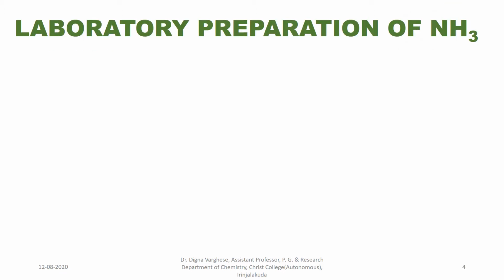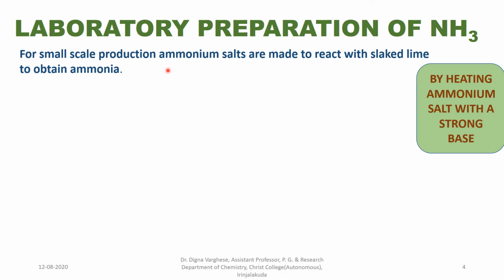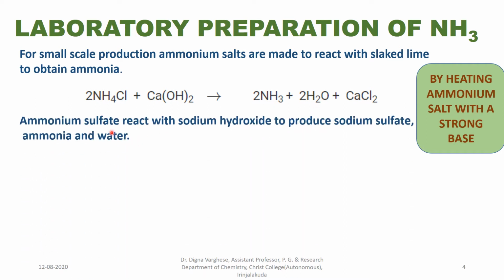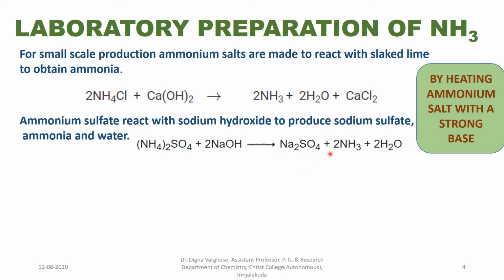Laboratory preparation of ammonia. First method is by heating ammonium salt with a strong base. First reaction in this category is for a small scale production: ammonium salts are made to react with slaked lime to obtain ammonia. Here ammonium chloride treated with the slaked lime, that is calcium hydroxide, giving ammonia with water and calcium chloride. Another reaction, ammonium sulfate reacts with the sodium hydroxide, that is caustic soda, to produce sodium sulfate, ammonia and water.